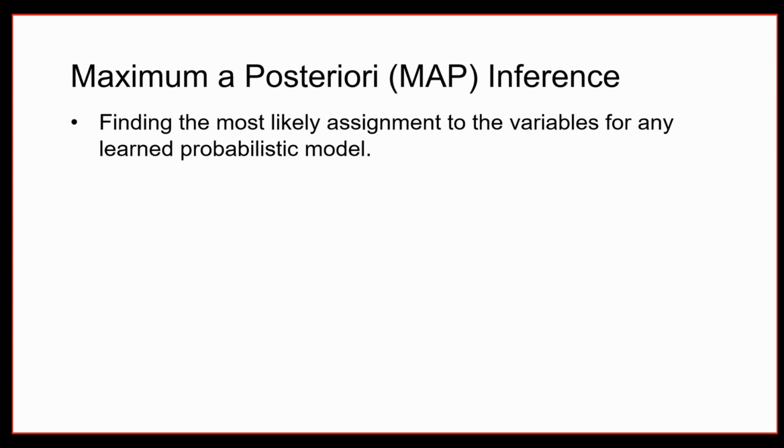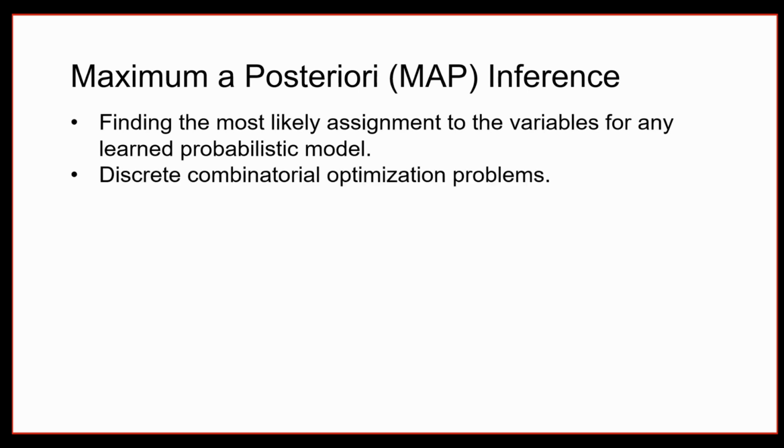So what is the maximum-a-posteriori inference problem? Here we want to find the most likely assignment for the variables for any learned probabilistic model. The reason it's called posterior inference is because you want to first learn the given model, and after that you want to find the most likely assignment. Typically these are discrete combinatorial optimization problems, and as is often the case, most of these are NP-hard, and therefore if you want to do this quickly, you will usually resort to approximate inference algorithms.